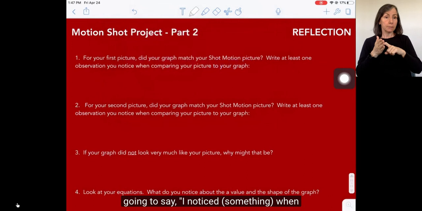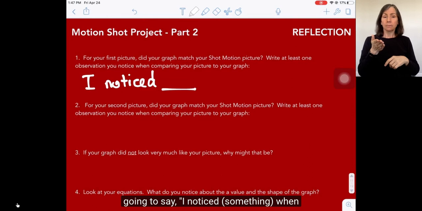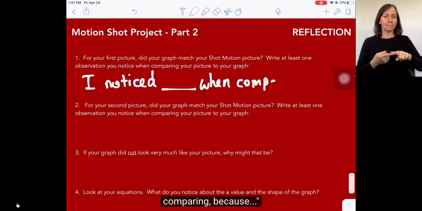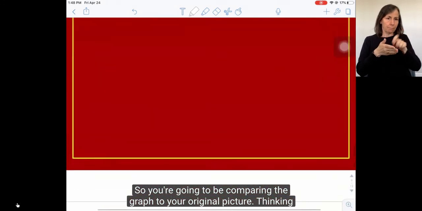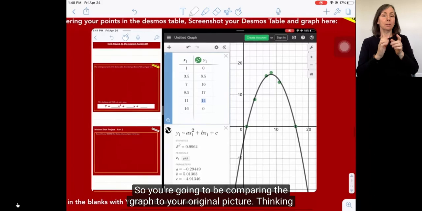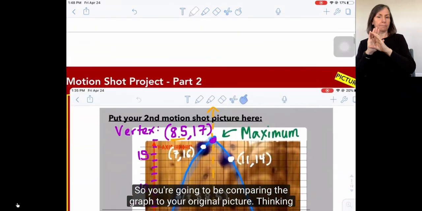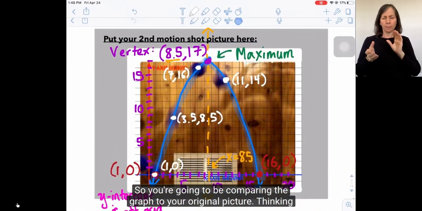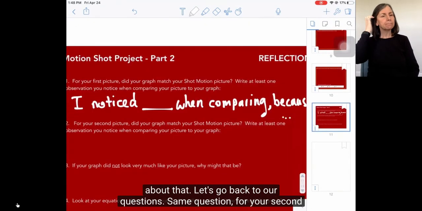So you're going to say, I noticed something when comparing, because, so you're going to be comparing the graph to your original picture. Thinking about that. Let's go back to our questions.